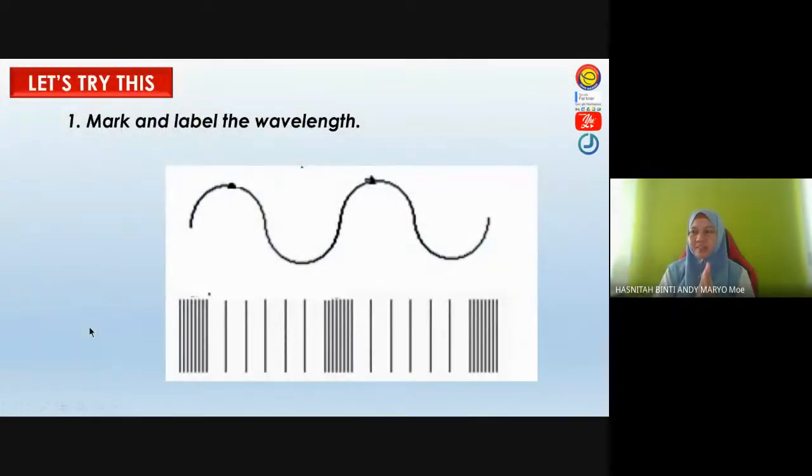Okay, class, now let's check on these exercises. For those who print out this module, you can check and mark and label the wavelength. Above is transverse wave and below is longitudinal wave. So this is the first point you can mark, this is considered as lambda. While this one, this is the first compression point, this is the second compression point, this is also considered as wavelength. Where else can we mark?